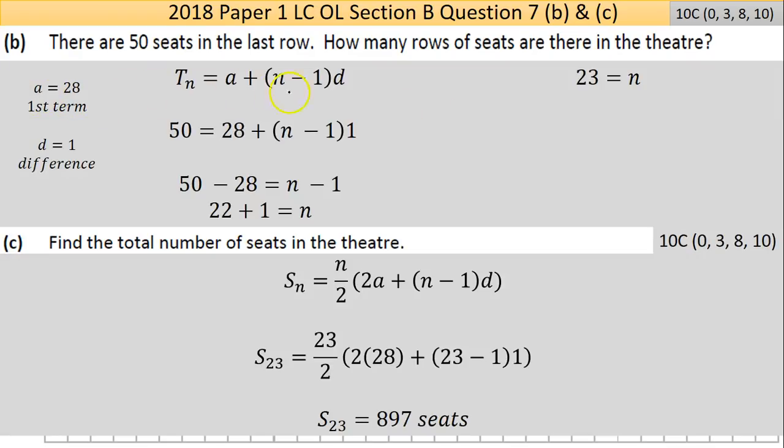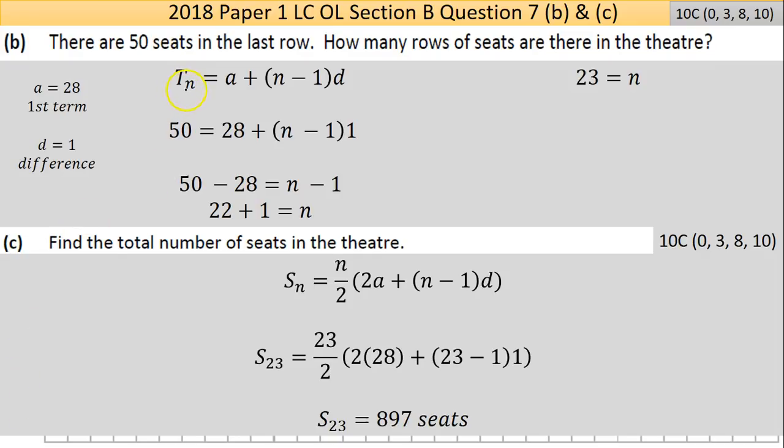So your formula here, okay, so the total number of seats is given by the first term, the first number of seats, plus the number of rows, take away 1, times the difference. Now we know this is, I suppose, 3 unknowns, okay? Actually, 4 unknowns, sorry. The total number of seats, the first term, the number of rows, and the difference. So we can only have 1 unknown if we need to solve this. So let's see what we have.